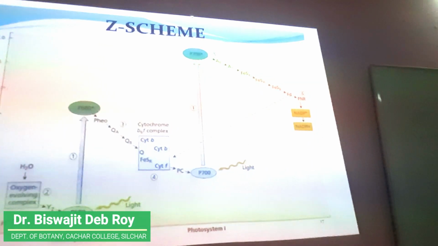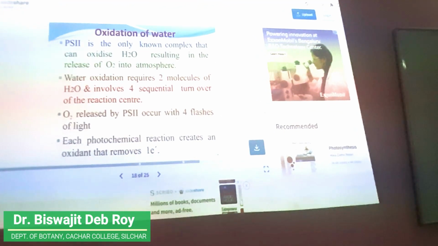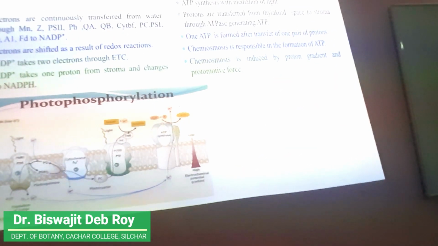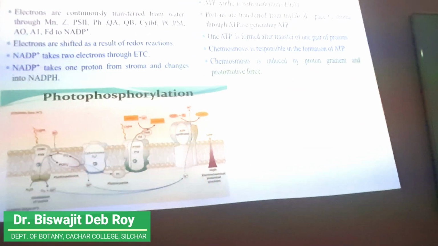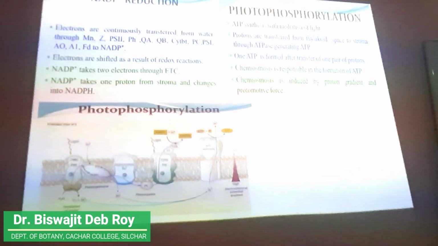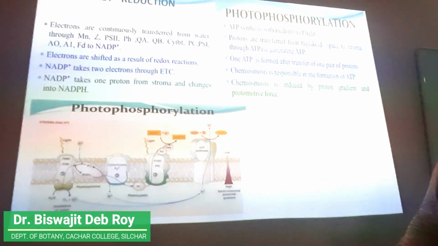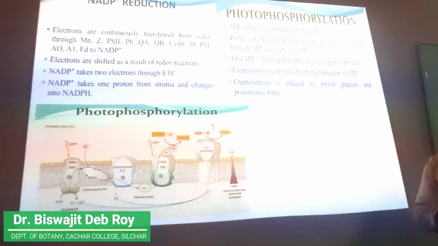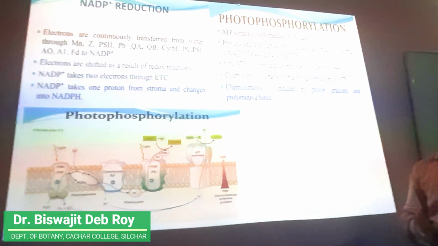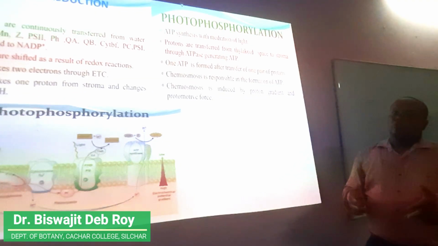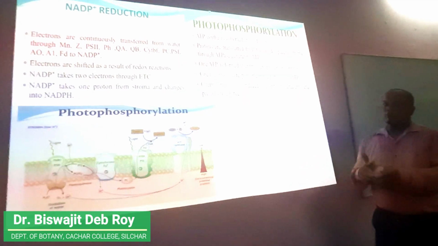Now these things we have to draw in the exam script also. Now come to photophosphorylation. We have seen that phosphorylation is the addition of phosphate to form ATP. That is called phosphorylation.